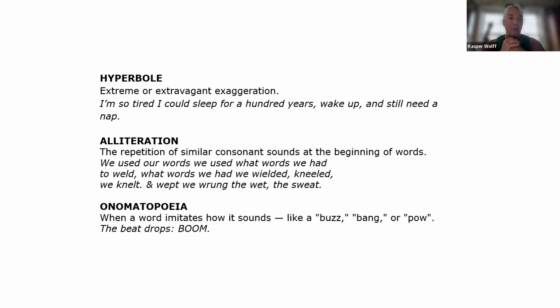And an example for onomatopoeia, which is when a word imitates how it sounds, like the bees buzzing and bang and pow, and the beat drops, bam, boom.